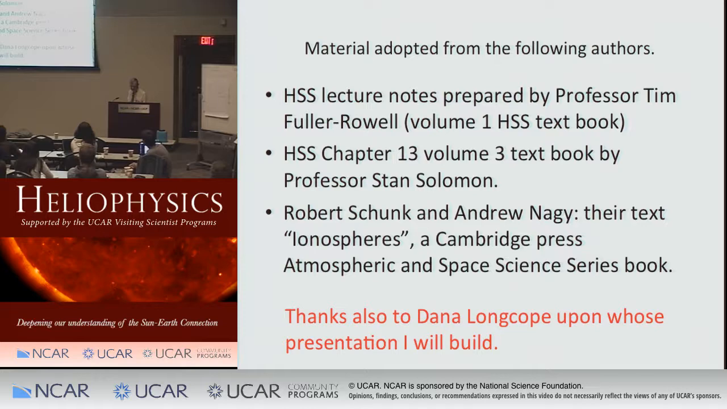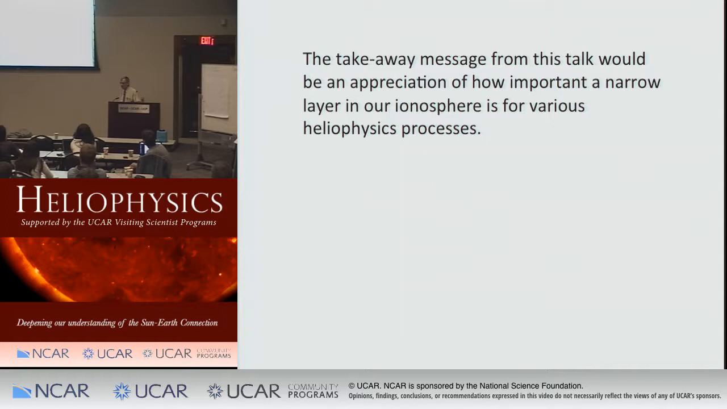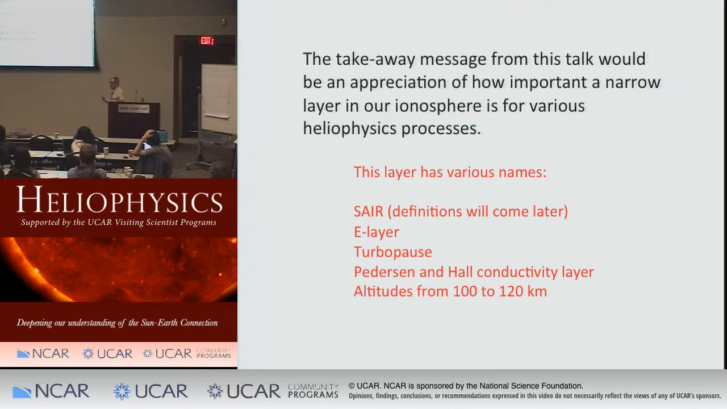Here's what I'd like to think happens by the time we've finished this first lecture. The takeaway message from this talk would be the appreciation of how important a narrow layer in the ionosphere is for various heliophysics processes. This is what you are looking for during the talk. This layer has various names. I'm going to introduce SAIR, but we'll define it later once you've seen what we're targeting. For ionospheric people, it's often called the E layer. From an atmospheric point of view, the turbopause is pretty much there too. And from a magnetospheric point of view, it's where the Pedersen and Hall conductivities lie. So these are all in the same place, and the altitude range is 100 to 120 kilometers. As we go forward and you see altitude profiles, look to see what's going on at 100 to 120 kilometers. It will cover ionospheric effects, atmospheric effects, and even magnetospheric effects.